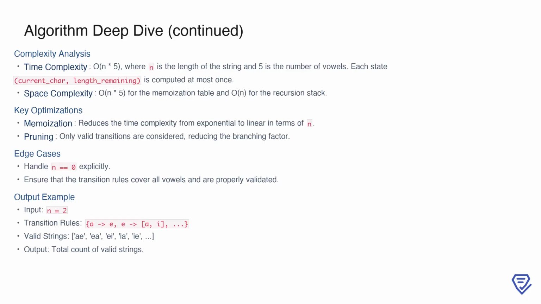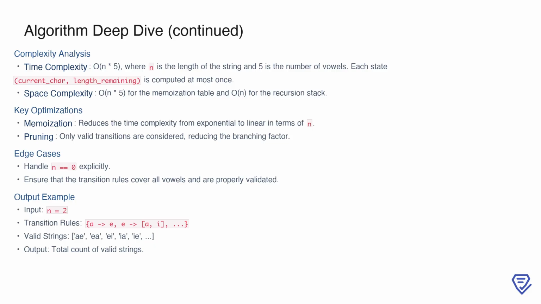Analyzing the complexity of this algorithm, the time complexity is O(n*5), where n is the length of the string and 5 represents the number of vowels. Each unique state defined by a pair of a vowel and a remaining length is computed at most once, thanks to memoization. The space complexity is O(n*5) for the memoization table, and the recursion stack requires O(n) space.